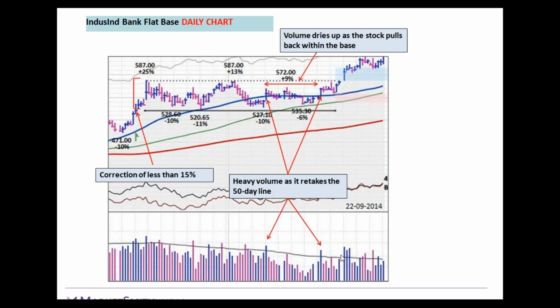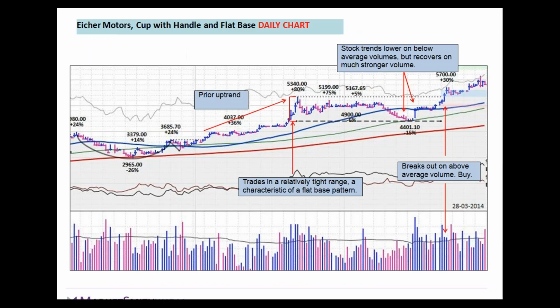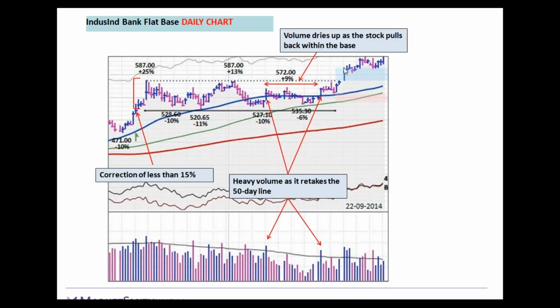And here is the breakout that we want to look for. It breaks above the peak of this base on high volume. It closes above that pivot price, and this is where we would buy.